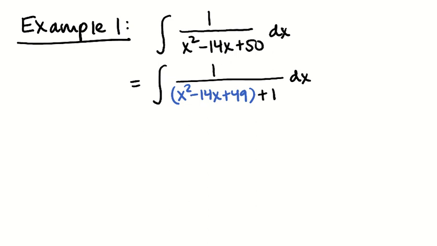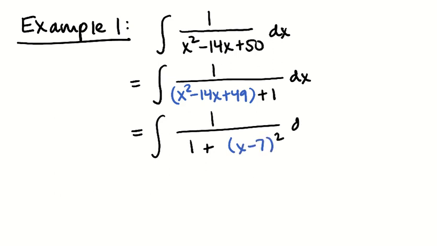And then I can rewrite that as the integral of 1 over, okay, so 1 plus, this is x minus 7 squared. So if I see the integral of 1 over 1 plus u squared du, okay, then I know it's arctangent of u. So I'll say that the antiderivative of this thing is arctangent of x minus 7 plus c.